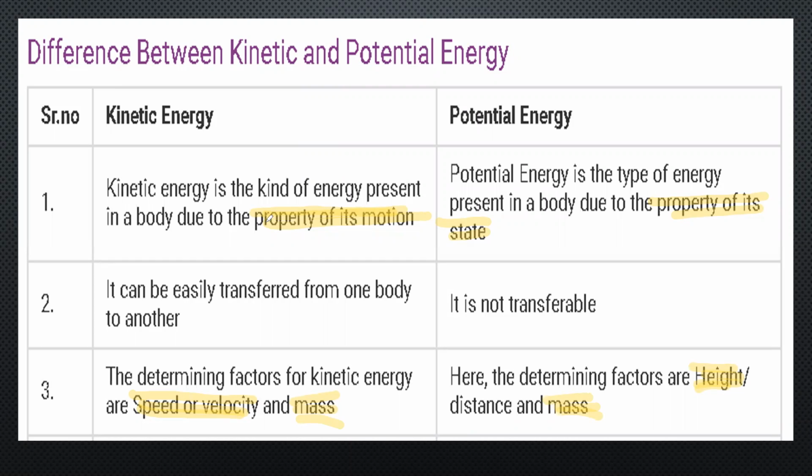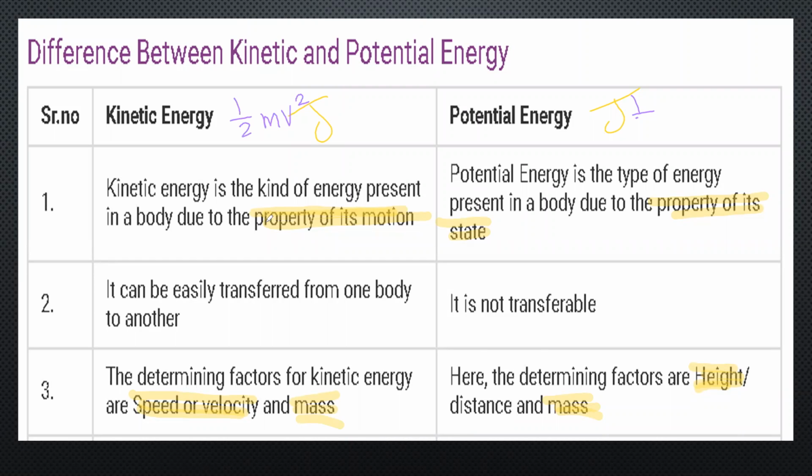Both of them are mechanical energy. Both of them, their units are joules. But the kinetic is a property of its motion, and the potential is a property of its state. The kinetic is transferable, the potential cannot be. The kinetic depends on the mass and the velocity, because as we said before, its formula is half mv squared.